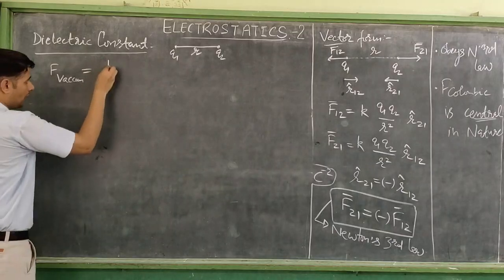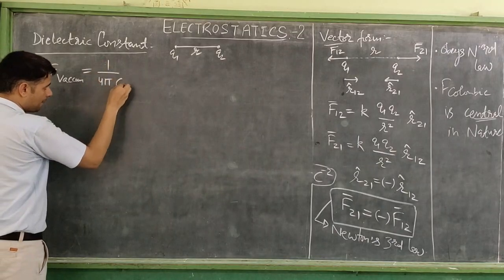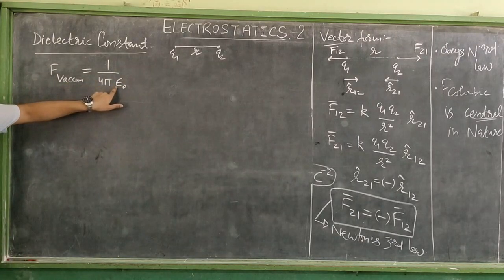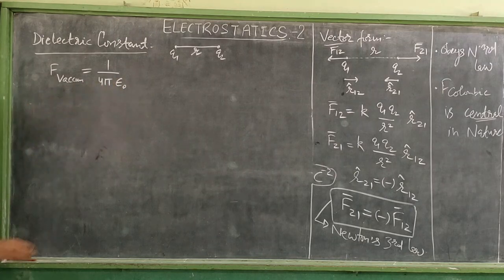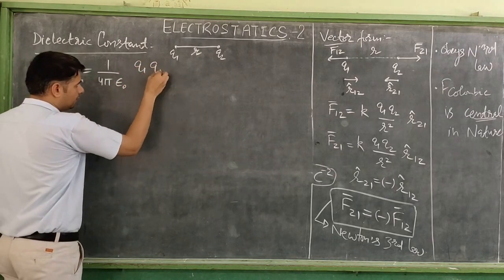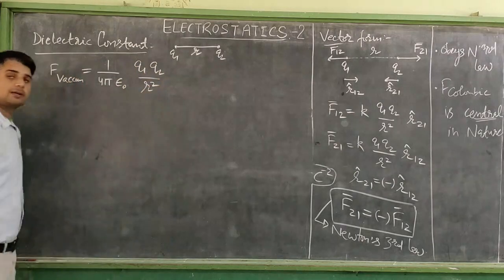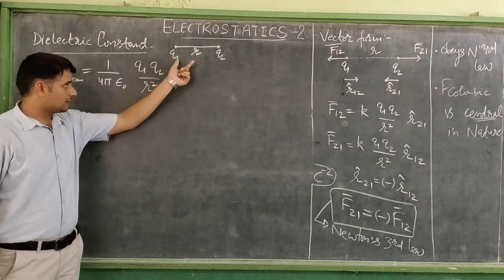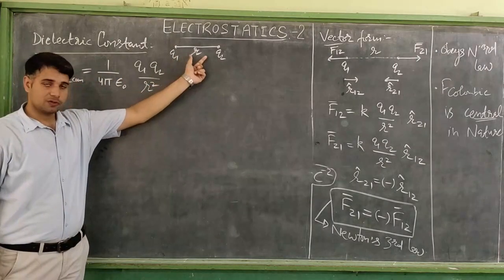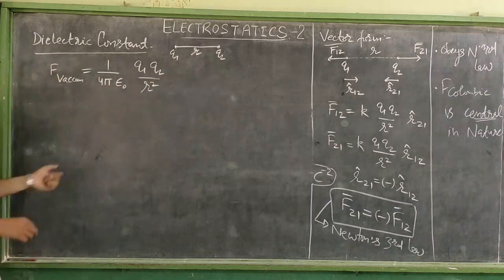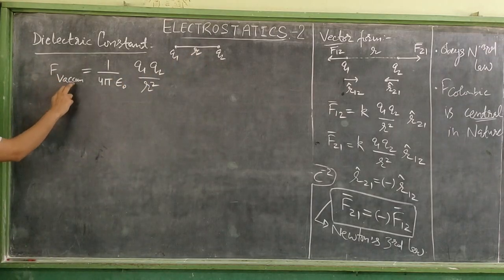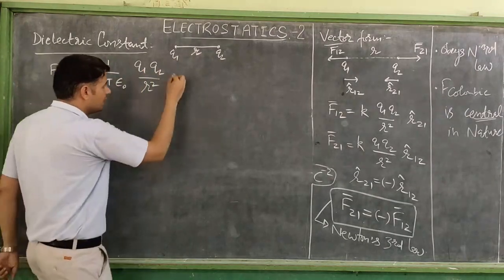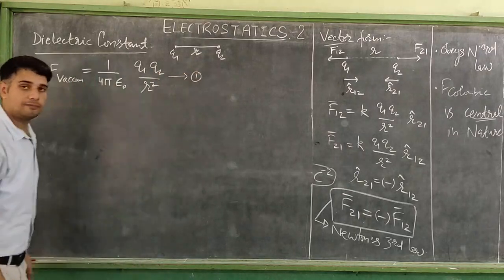It should be equal to 1 divided by 4 pi epsilon naught. For vacuum or free space, you must write epsilon naught, into Q1 Q2 divided by r square. So this is simply the force between two point charges when they are separated by a small distance r and placed in vacuum. So the force medium is vacuum only: 1 by 4 pi epsilon naught Q1 Q2 divided by r square. I am calling this equation number 1.